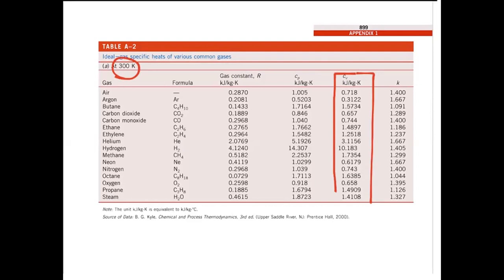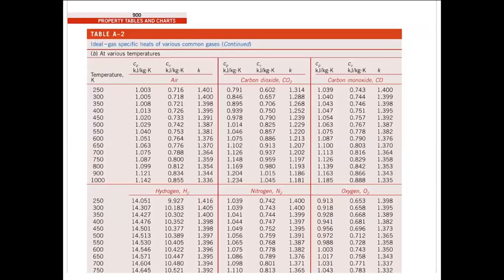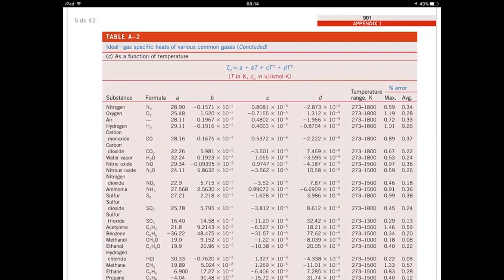So we have other tables, for instance in A2. This is a table that shows different values of Cv at different temperatures, but more complete is this one. This one shows, for instance, Cp, and we're going to talk more about this in a later video, but this is a function with respect to temperature.